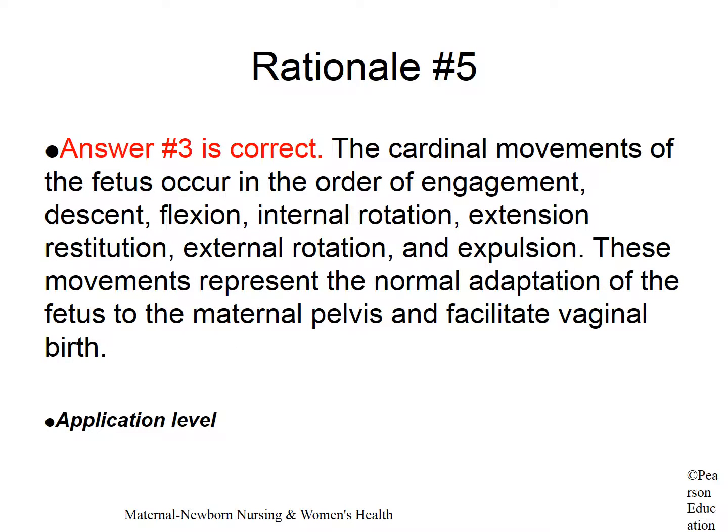So the answer is 3, descent, internal rotation, extension, and external rotation. The cardinal movements of the fetus occur in that order, starting with engagement, moving through descent, flexion, internal rotation, and extension, and then last, expulsion of the baby. These movements represent the normal adaptation of the fetus to the maternal pelvis and facilitate vaginal birth. It's a very tight fit for the baby's head through mom's pelvis, and they have to kind of move and contort themselves around in order to make it through.